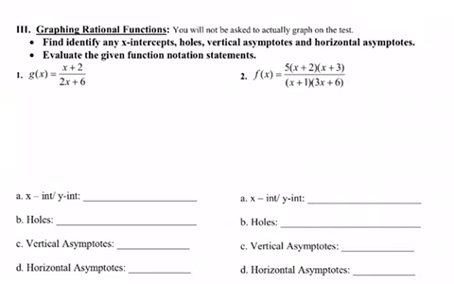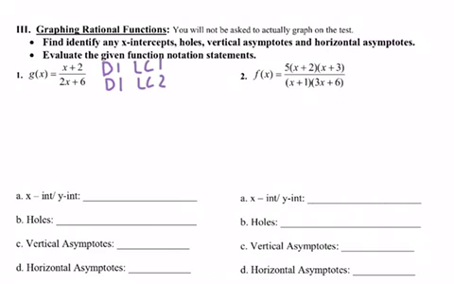g of x equals x plus 2 divided by the quantity 2x plus 6. Let's start with horizontal asymptotes. For that, we're going to remember the acronym BOSTON. When the bottom degree is greater than the top, y equals 0. When you have the same degree on top and bottom, you have a ratio of leading terms. And when the top is greater than the bottom, there's not a horizontal asymptote but slant.